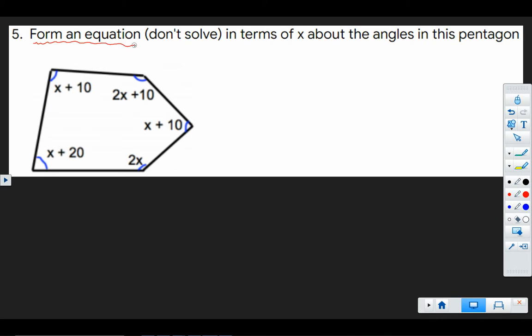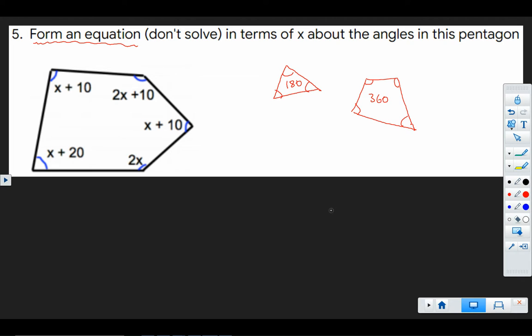Okay, so we're asked to form an equation here about the angles in this pentagon. And what this question is asking you is to extend your knowledge. So most of us know that the angles in a triangle sum to 180 degrees. Now, hopefully we also might know that the angles in a quadrilateral sum to 360 degrees.